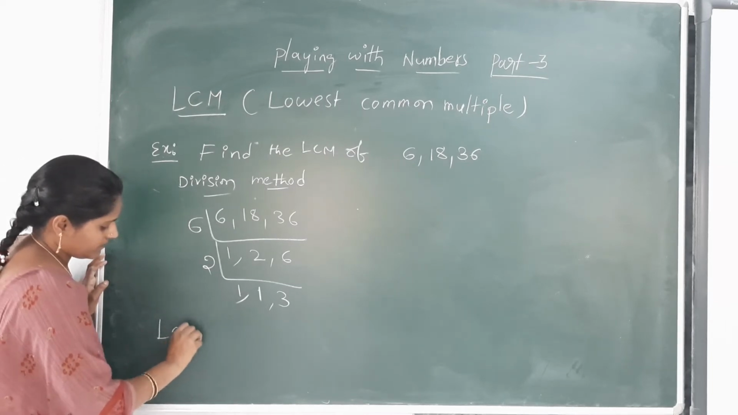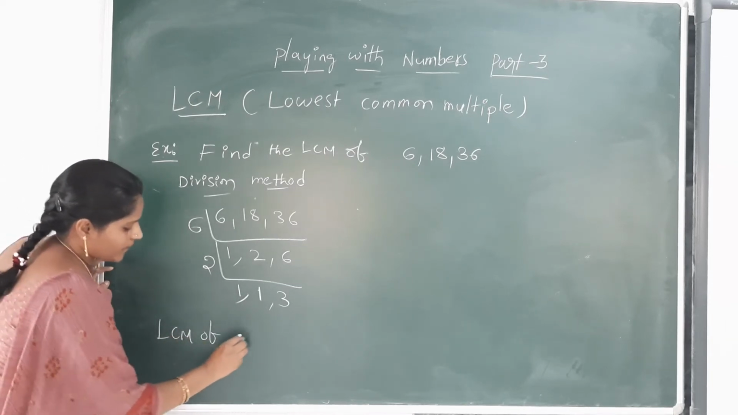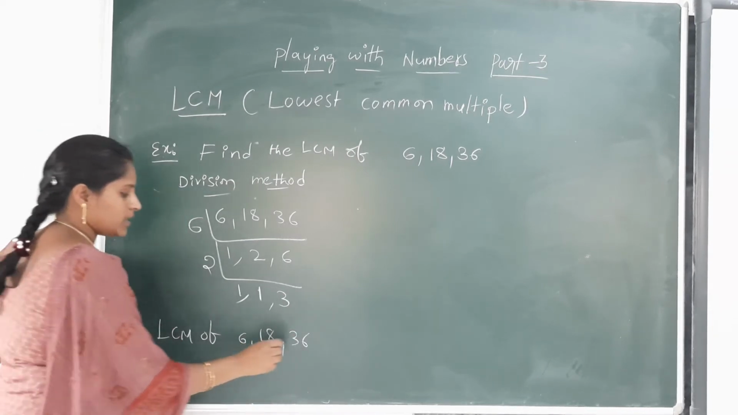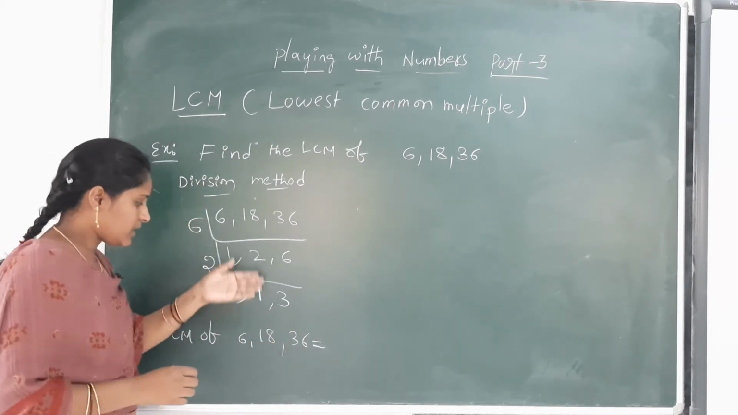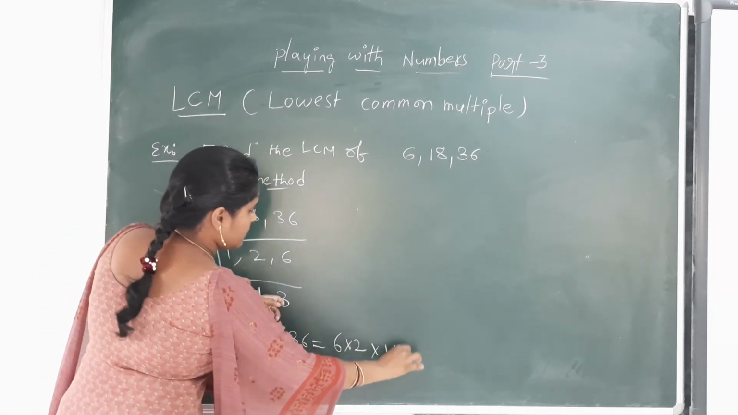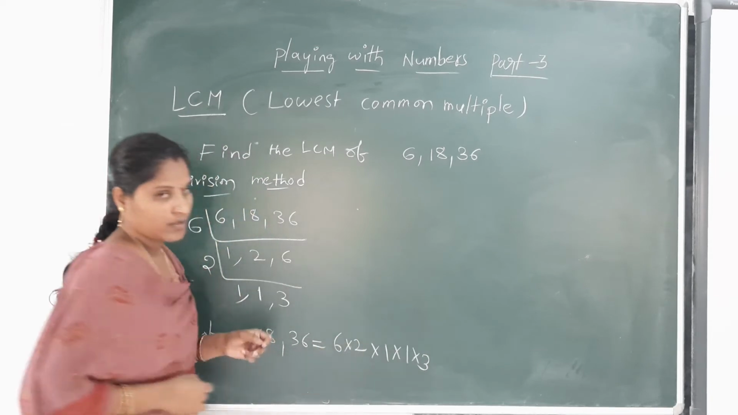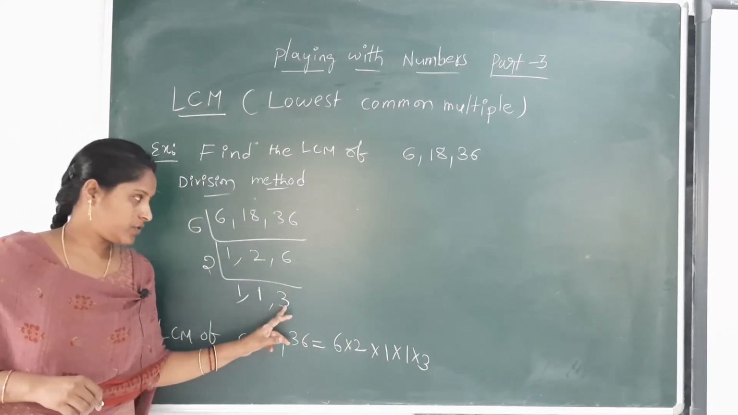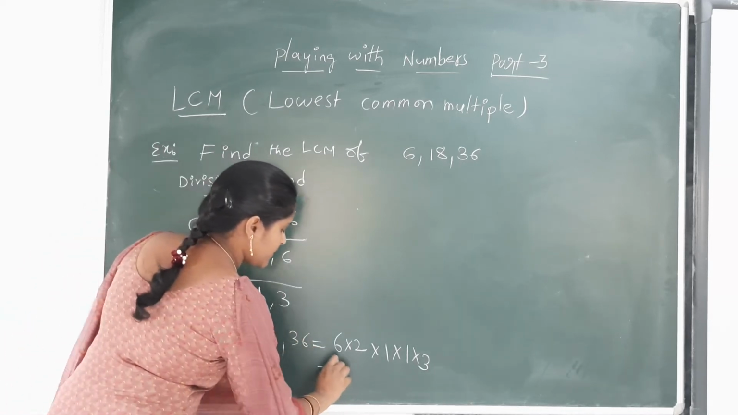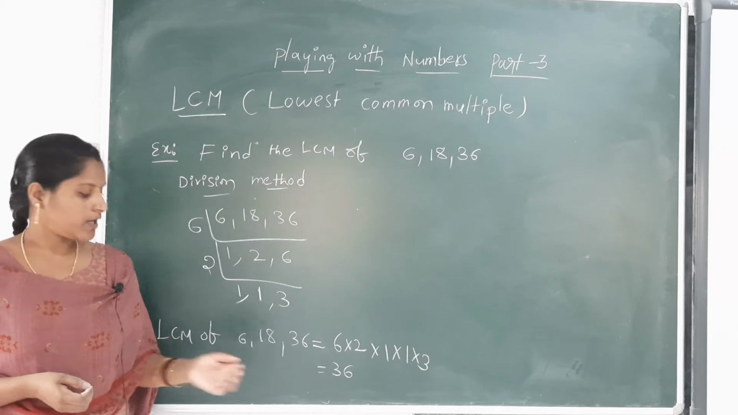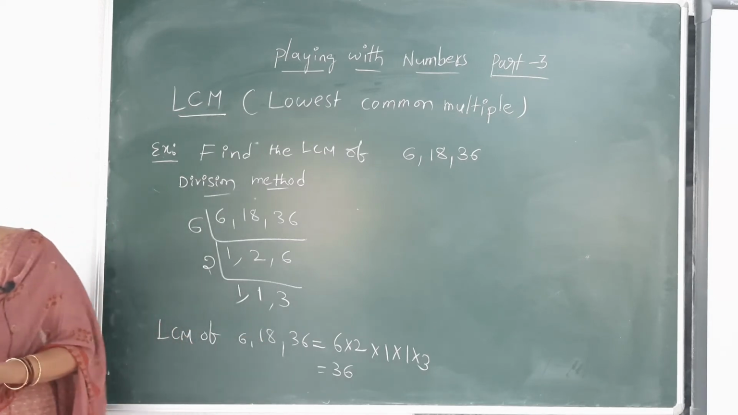Then the LCM of 6 and 18 and 36 is found by multiplying all the factors. 6 into 2 into 1 into 1 into 3. If we multiply, we get the LCM here as 36.